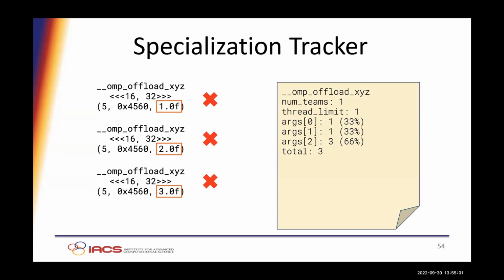It basically tracks how many times each argument has been specialized, and also the total number of specializations we already have. If any argument has been specialized too many times, it will not be specialized anymore. Here is an example. We already have 3 specializations, and the third argument has been specialized all the time.